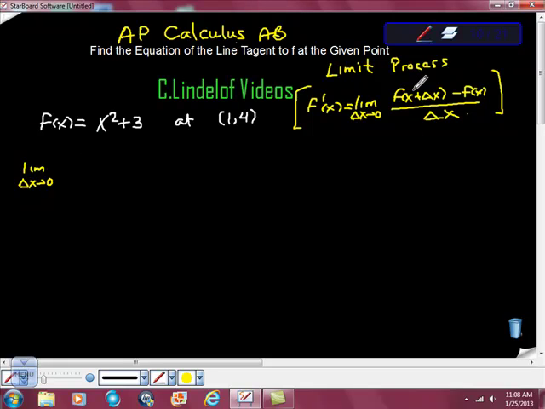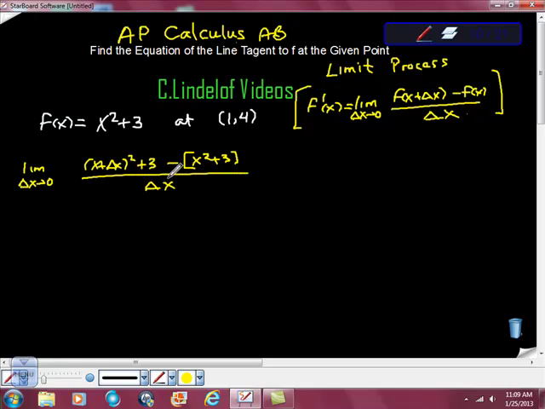And here I'm going to fill in the blanks. So I'm just going to take my function and fill it in here. My function is x squared plus 3. So we'll take x plus change in x squared plus 3. That's this part right here. Minus f of x, and f of x is x squared plus 3. All over change in x.